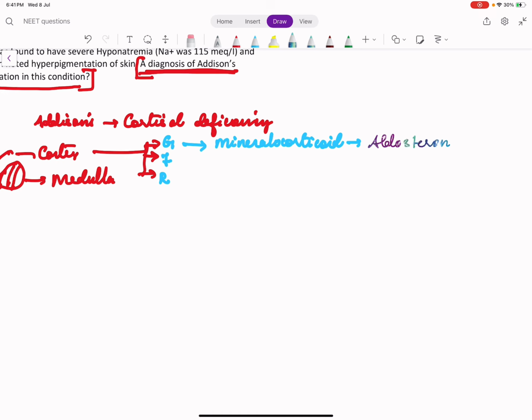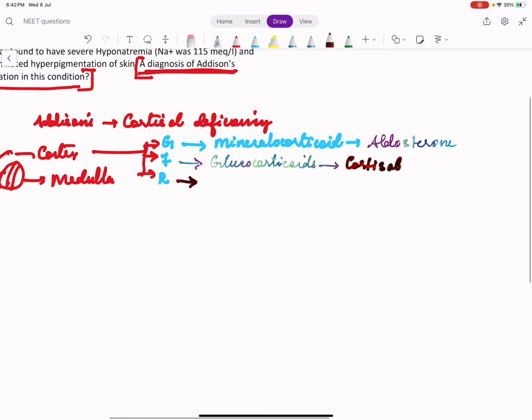Aldosterone is a part of the renin-angiotensin-aldosterone system. We have zona fasciculata. It secretes glucocorticoids. The important glucocorticoid is cortisol. And we have zona reticularis. It secretes sex steroids. We have many among them.